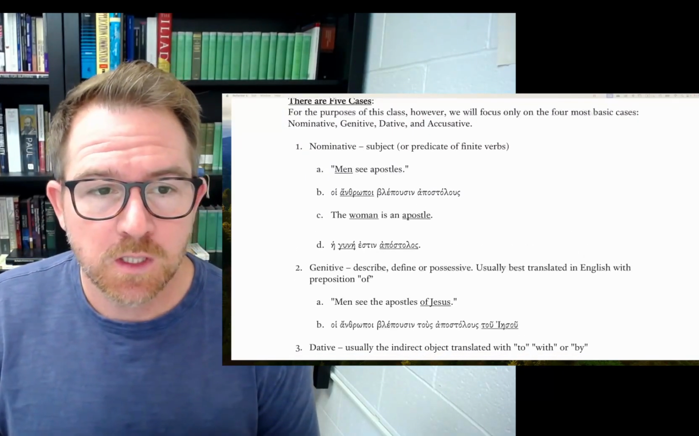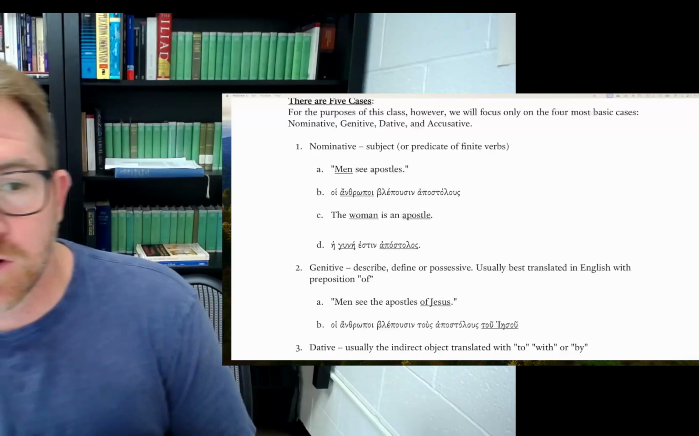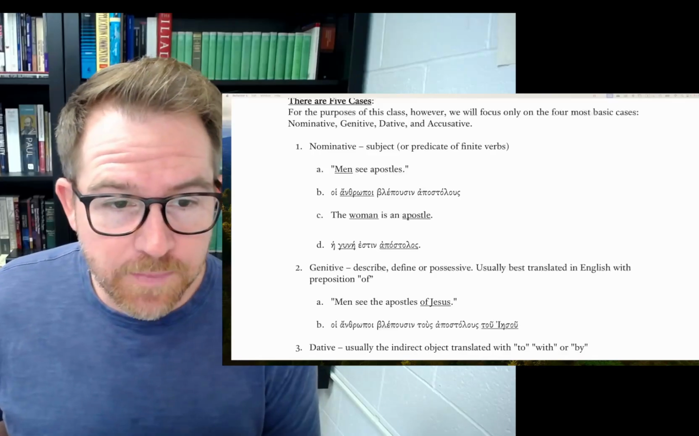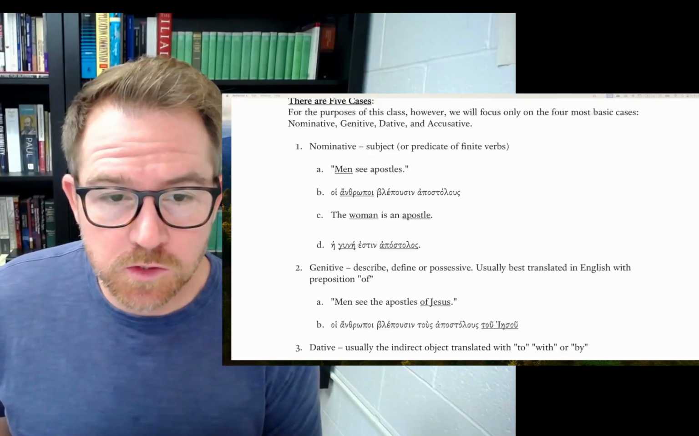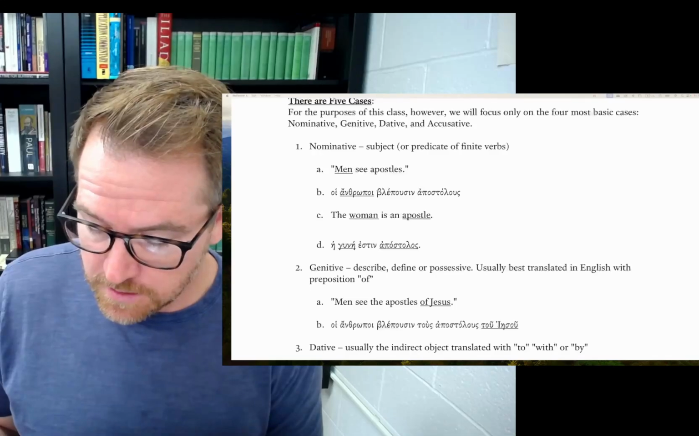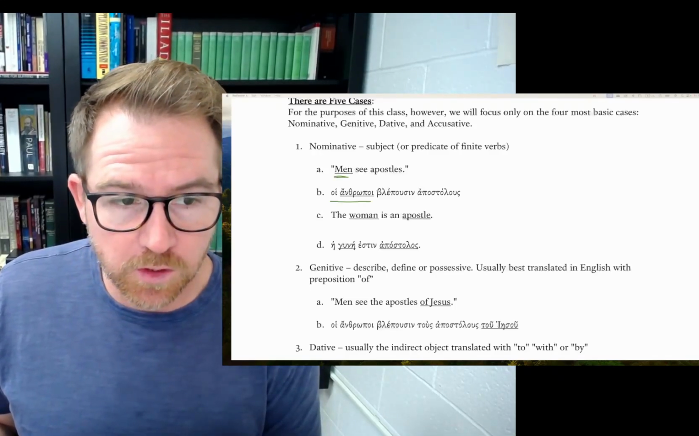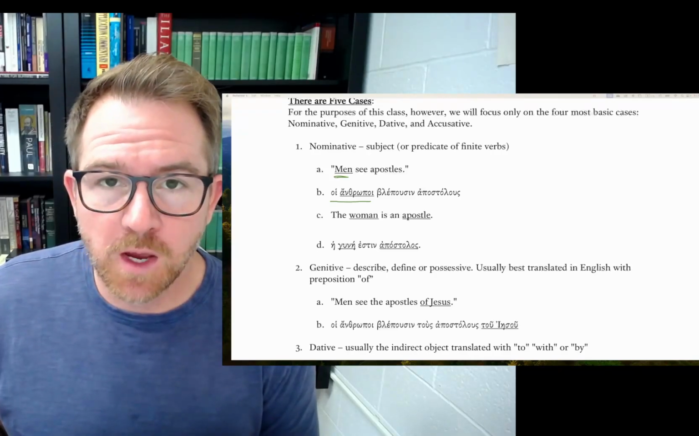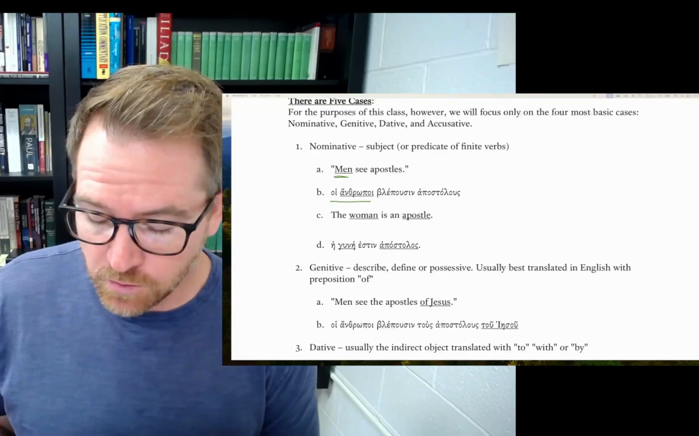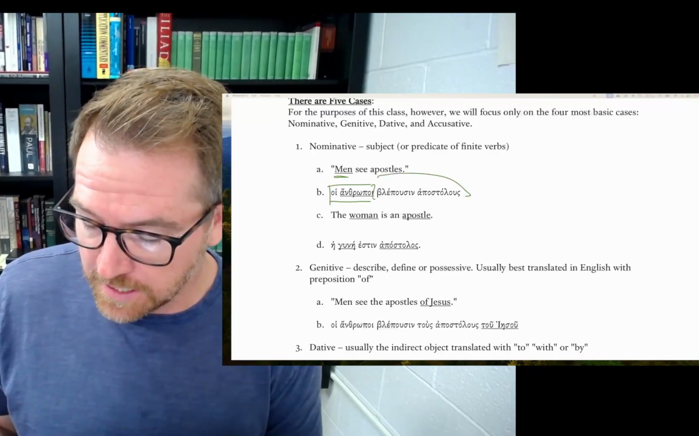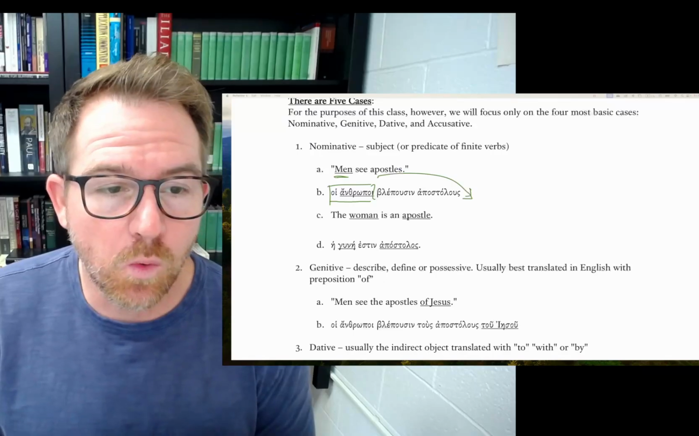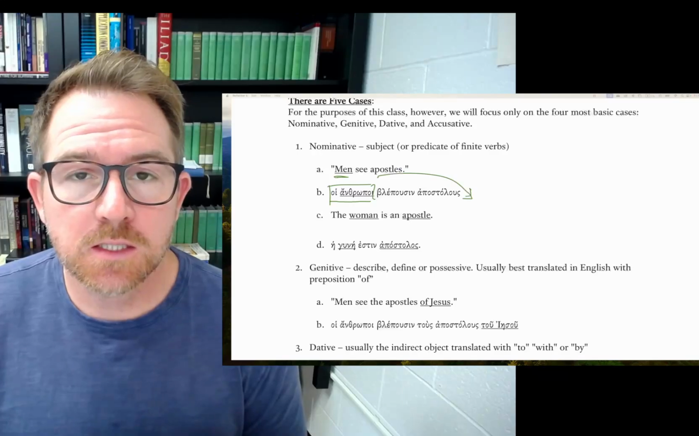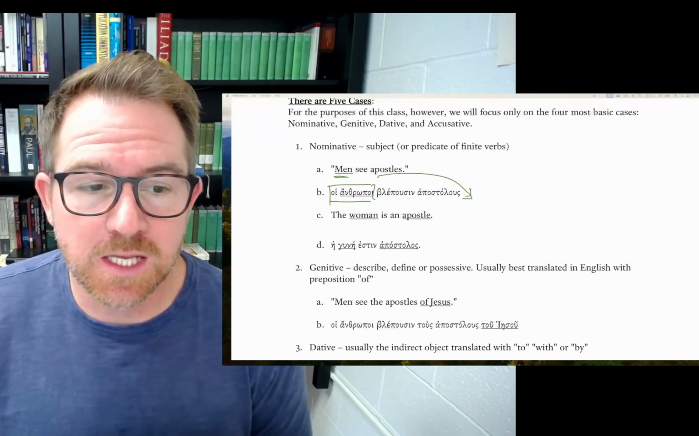The nominative. This is the subject or the predicate of finite verbs. So in the sentence, men see apostles, in Greek, hoi anthropoi blepusin apostolus. Here you have your subject, men, and so it appears in the nominative plural case, hoi anthropoi. That is, the subject of the sentence is not defined by where the noun occurs. Hoi anthropoi could be at the very end of the sentence, and it would mean the same thing. What defines the meaning, the function of this noun in the context of the sentence is its morphology, that it appears in the nominative case.